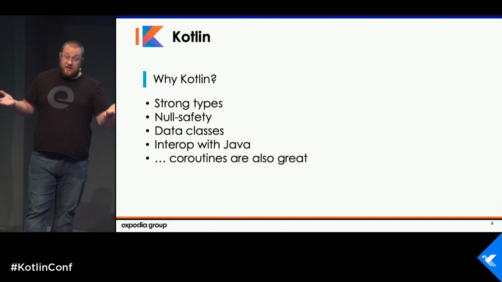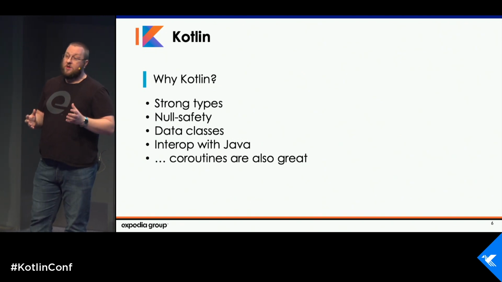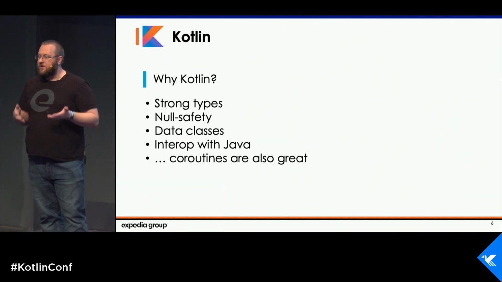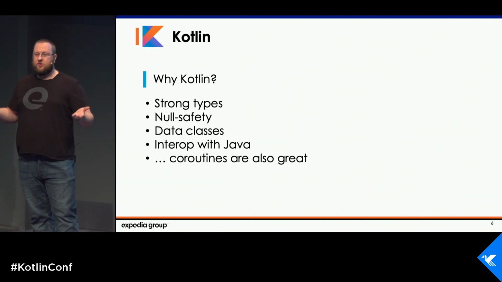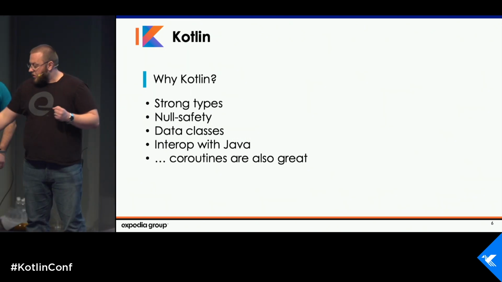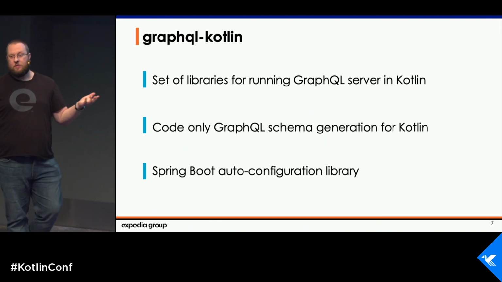And last but not least, coroutines are also great, right? They allow you to write asynchronous code in an imperative way that is not only easy to understand and reason about, but also makes your code more maintainable. So if we combine all of those together, we got GraphQL Kotlin.